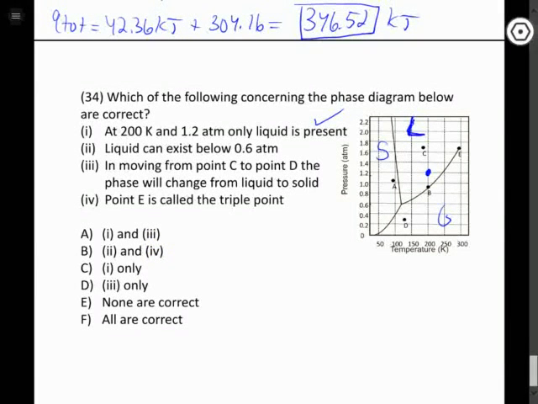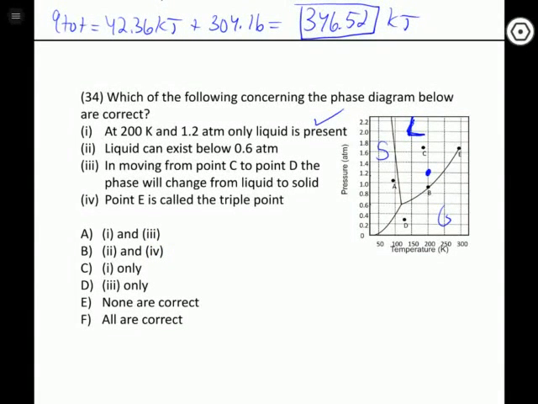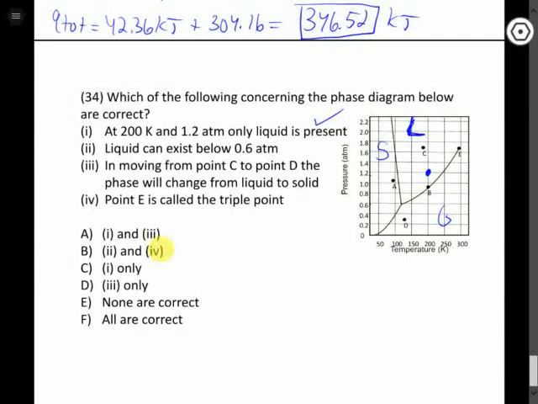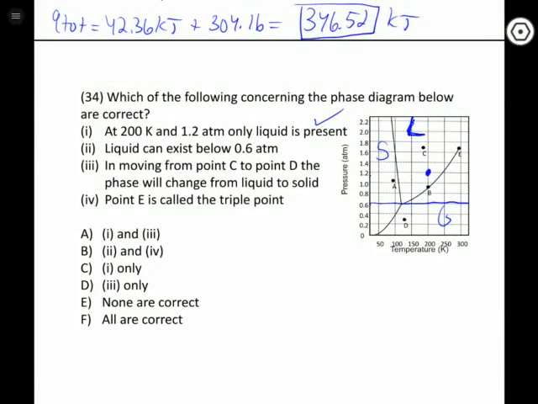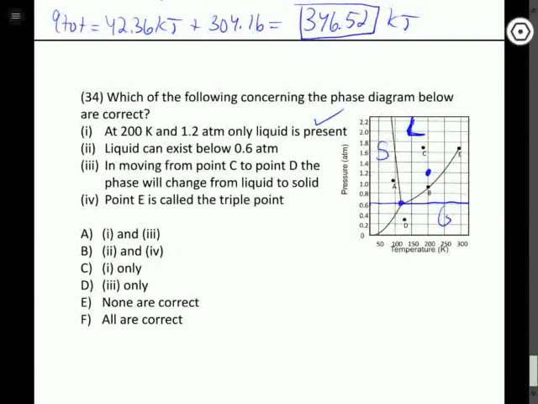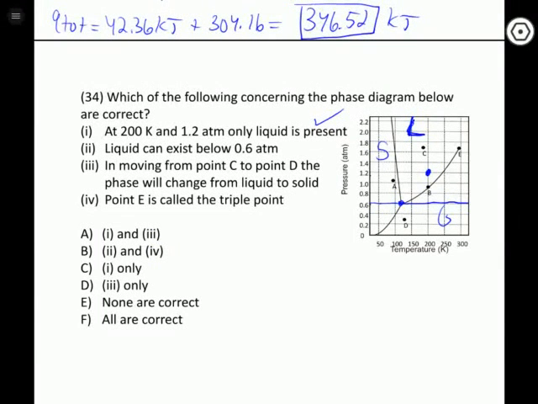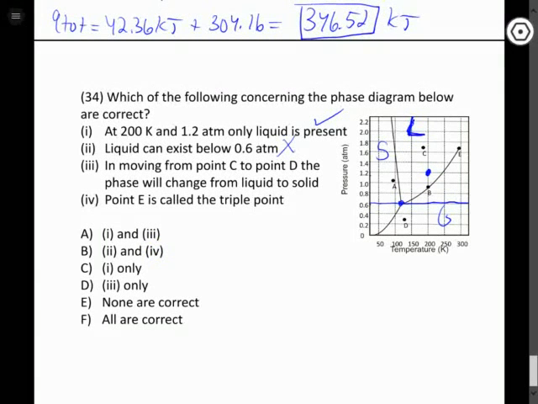Number 2, liquid can exist below 0.6 atmospheres. If we find 0.6 atmospheres in our diagram, that's this line here, and we see that the entire liquid region here is above this 0.6 atmospheres line. So when you're below the pressure of the triple point, you no longer have the liquid present. Remember, this point here in the diagram, which is where all three intersect, that's called the triple point. If you're below that in pressure, you no longer have liquid phase possible. So that one's going to be false because liquid cannot exist below that pressure.